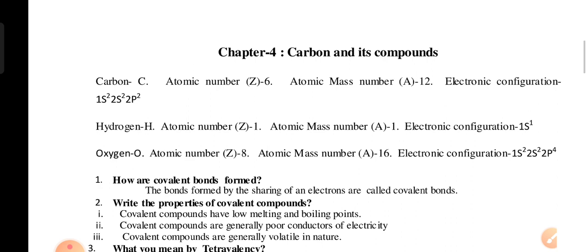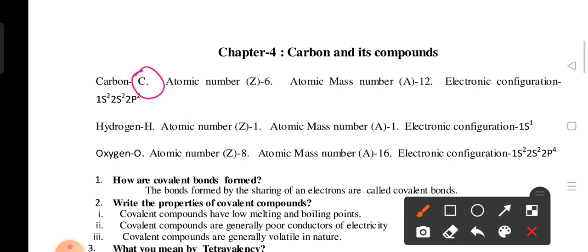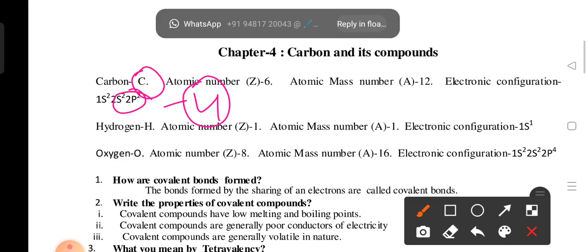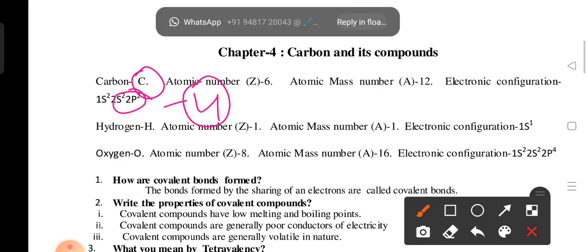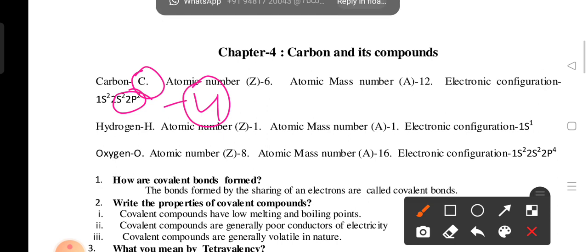You already know carbon: atomic number 6, atomic mass number 12, and its symbol is C. Electronic configuration 1s2, 2s2, 2p2. Valence electrons are 4, and valency is also 4. Why? Because to complete the p level, 4 electrons are required. That's why valency is 4. The combining capacity of an element is called valency.